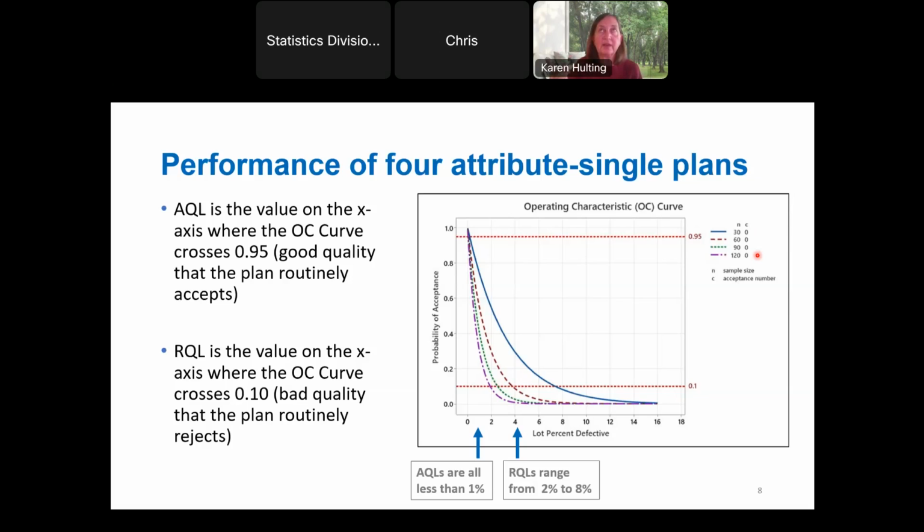The two reasons that people like accept on zero plans are, for a given situation, they have small sample sizes, and they have the advantage that you avoid the difficult situation of detecting a defect and still shipping the product, right?